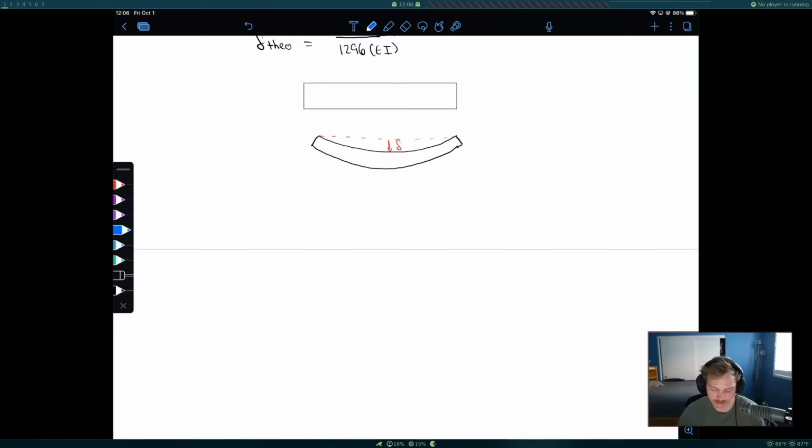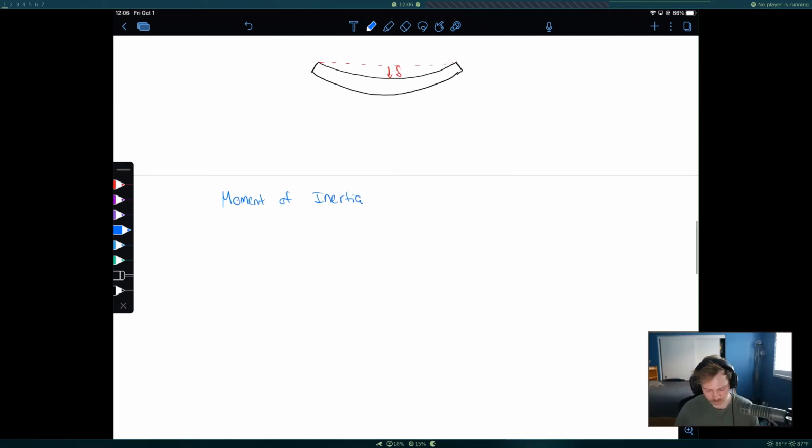All right, so the last thing is the moment of inertia. So I'm going to draw the cross section for the I-beam.